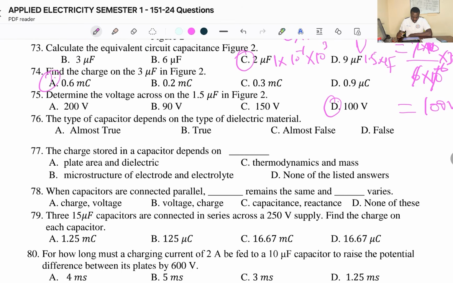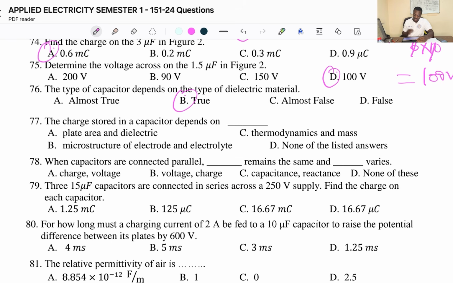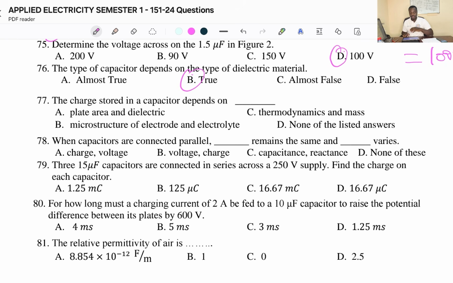The type of capacitor depends on the type of dielectric material. This is true, right? Because if you have a capacitor, you have a dielectric material between the 2 plates of the capacitor. So that depends on the type of capacitor. That's why we have paper capacitor, plastic, ceramic, and then mica, right?